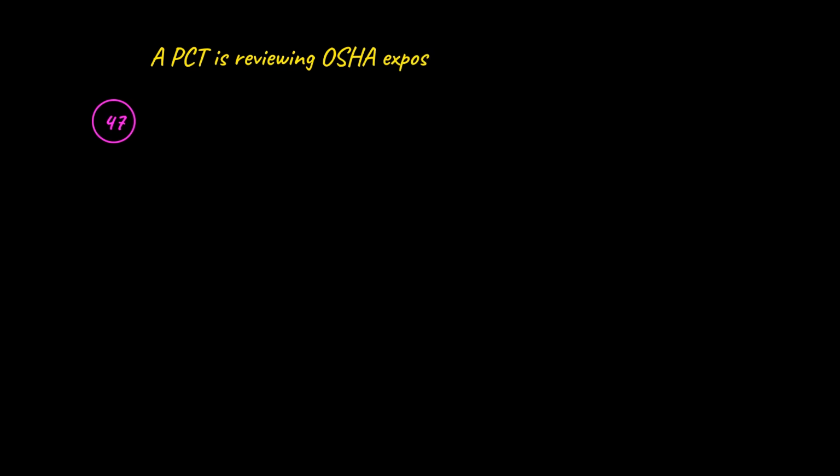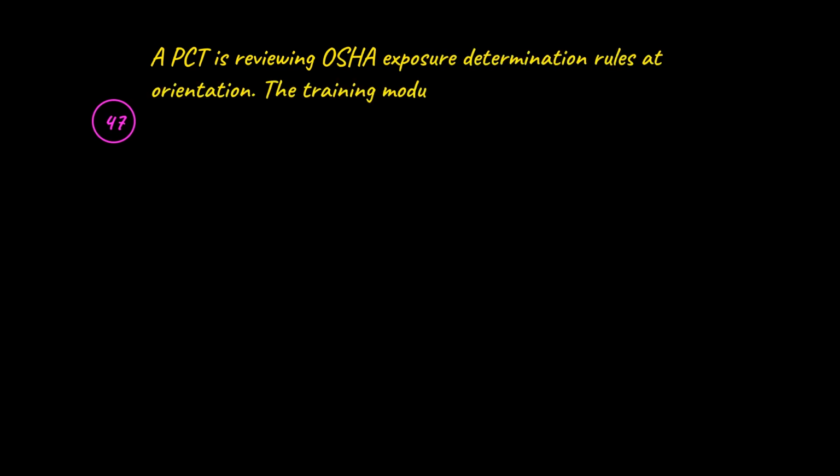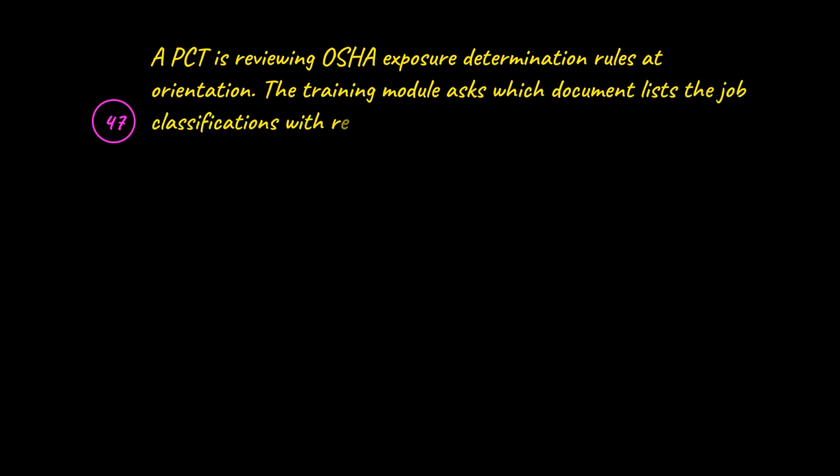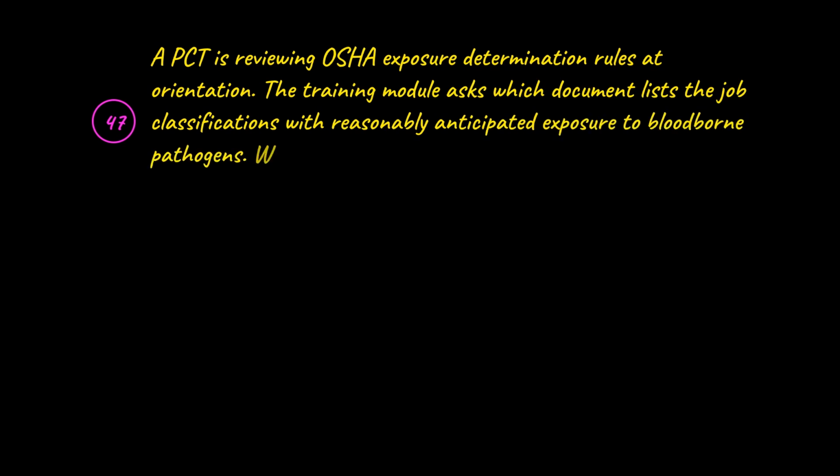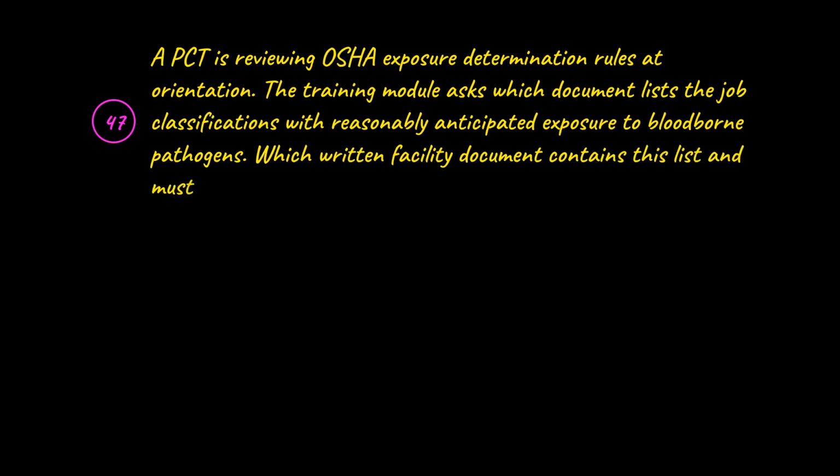Question 47. A PCT is reviewing OSHA exposure determination rules at orientation. The training module asks which document lists the job classifications with reasonably anticipated exposure to bloodborne pathogens. Which written facility document contains this list and must be updated annually?